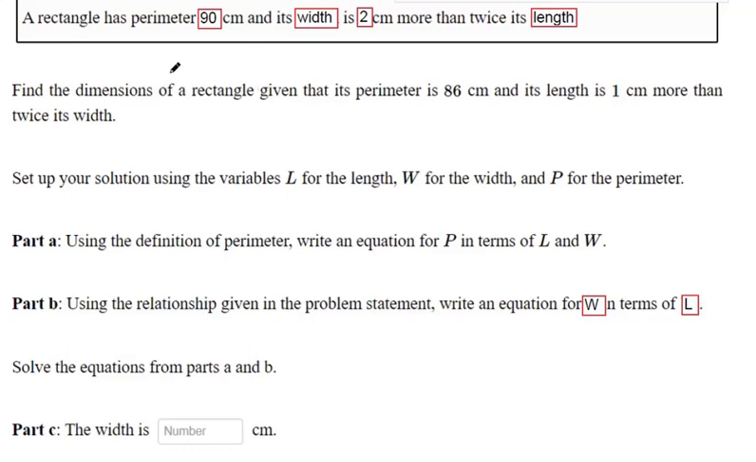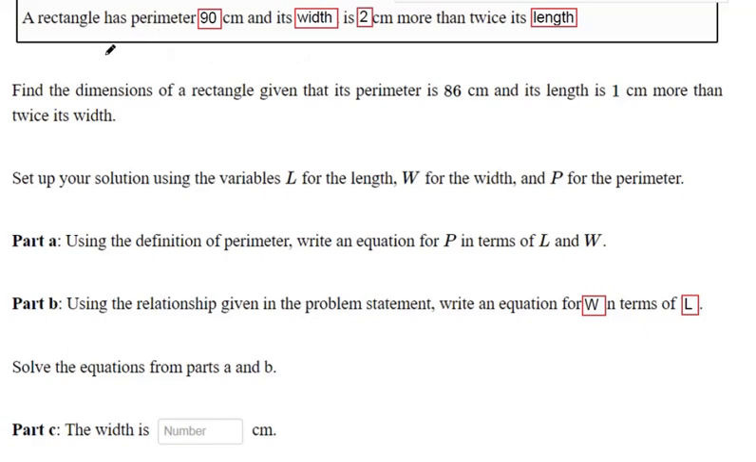So I've changed it up a little bit, that way I don't directly give away any answers, but I wanted to make a video to help you through this problem. So it should be really similar. I should be doing almost the same types of steps, just with your numbers, except you see I switched the width and the length. But a rectangle has a perimeter of 90 centimeters.